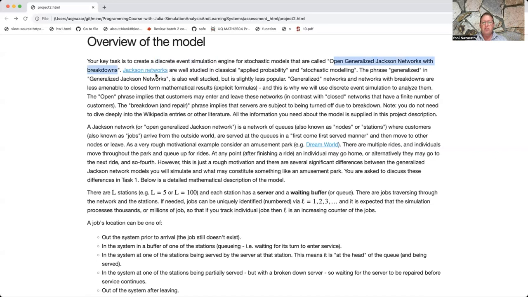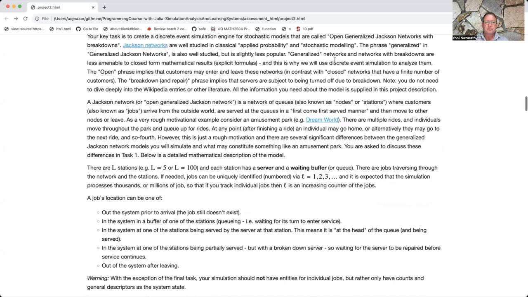So what is that? Well, Jackson networks are well studied in applied probability and in stochastic modeling. The phrase generalized means that they also have non-exponential processing time. The phrase open means that jobs come from outside of the system. I'll explain what that is in a second. And breakdowns, well, servers can break down or not, okay?